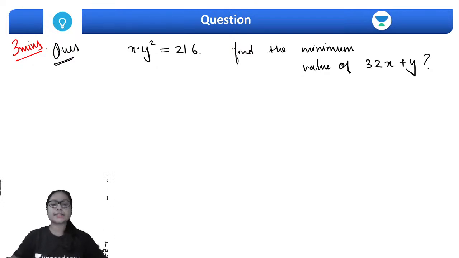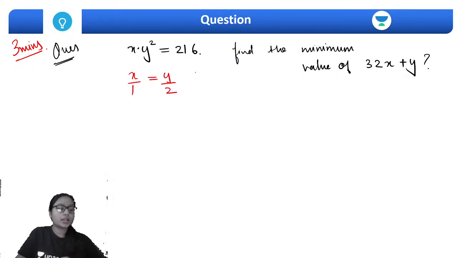Okay, let us discuss this one. So we have x into y square is equal to 216. We have to find the minimum value of 32x plus y. I told you that the minimum will occur at x upon 1 is equal to y upon 2. So at this value, the minimum will occur. Now let us simplify this further and get the values of x and y.